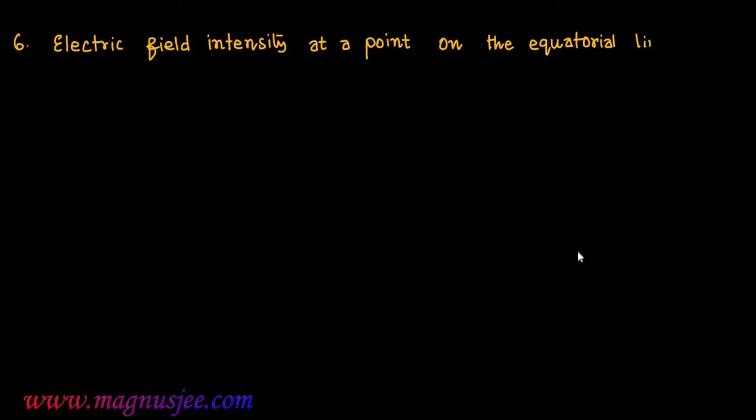Electric field intensity at a point on the equatorial line of an electric dipole. Electric field intensity at a point on the equatorial line of an electric dipole.